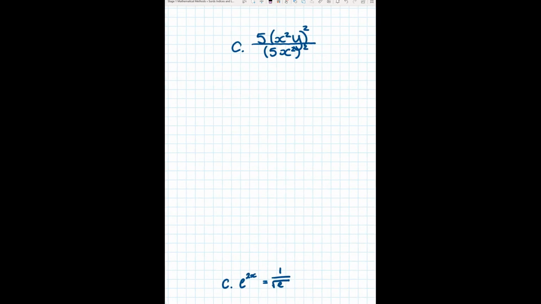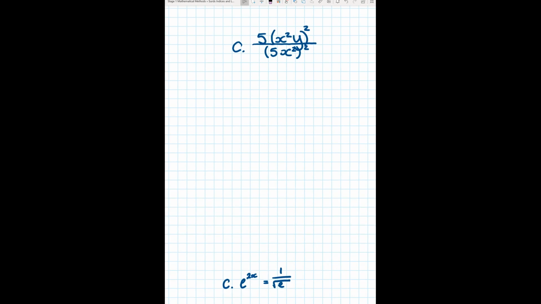Our final question here is combining a whole heap of different index laws. So first of all, we need to expand out the brackets on the top and the bottom line. So the 5 is outside the bracket, so that doesn't change. X squared, so our factors to the n power rule says that the two factors are both put to the power, and when we have one power put to another power, we multiply. So x 2 times 2 is 4, and y 1 times 2 is 2.